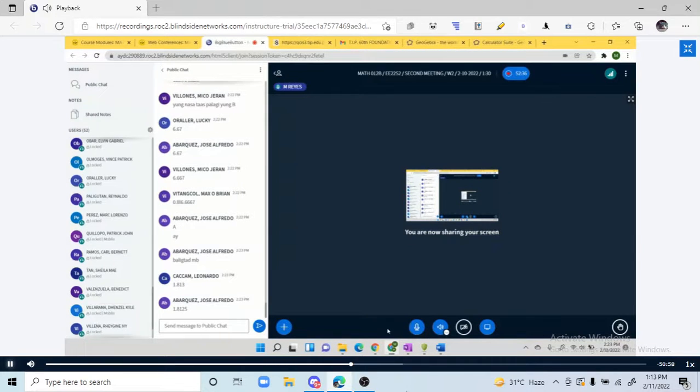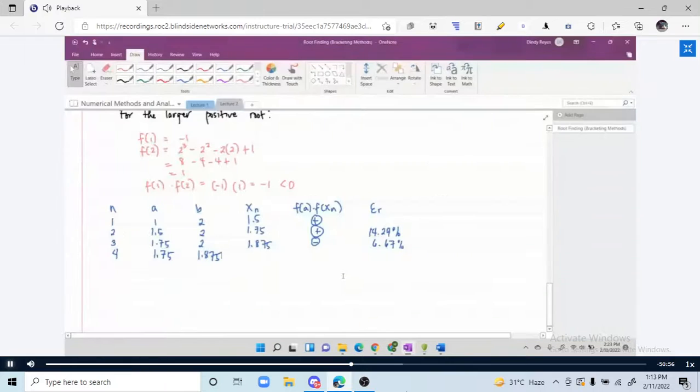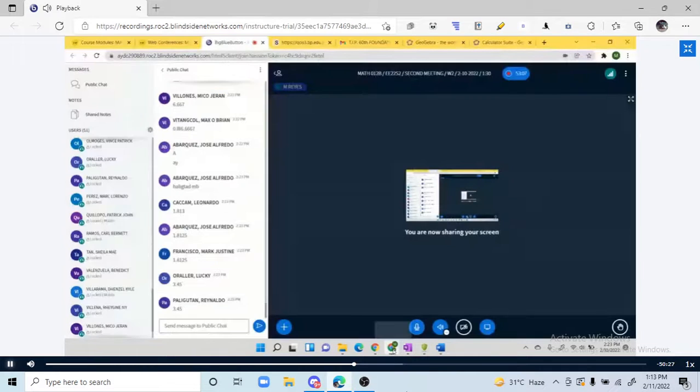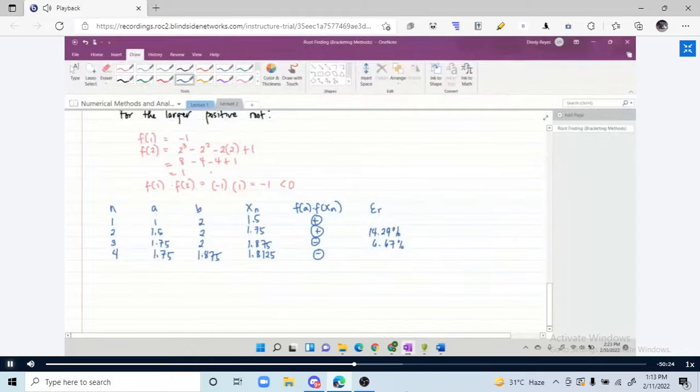$1.81 for decimal places 8125. Okay, 1.8125. Now, as I mentioned a while ago, negative na to, no? Negative when you try to multiply the values of f of a and f of x of n. You'll get a negative value. And then the relative error for the fourth iteration, this is the current estimate, 1.8125. The previous estimate is 1.875. 3.45% is correct.